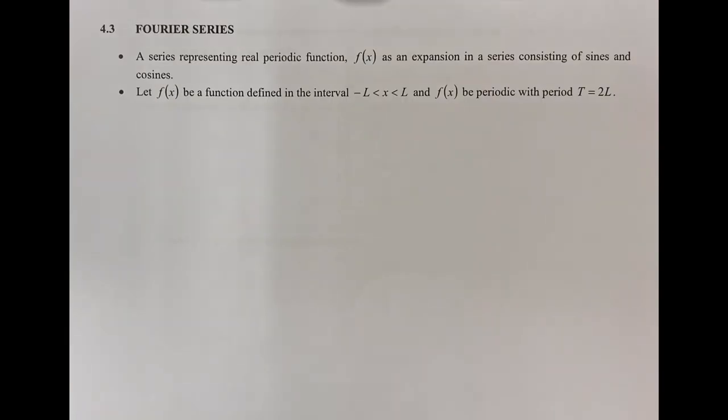The last subtopic in this video is to solve for Fourier series of full range. So 4.3, we have Fourier series. Fourier series is a series representing a real periodic function f(x) as an expansion in a series consisting of sines and cosines. Let f(x) be a function defined in the interval negative L to L, and f(x) be periodic with period T equal to 2L.